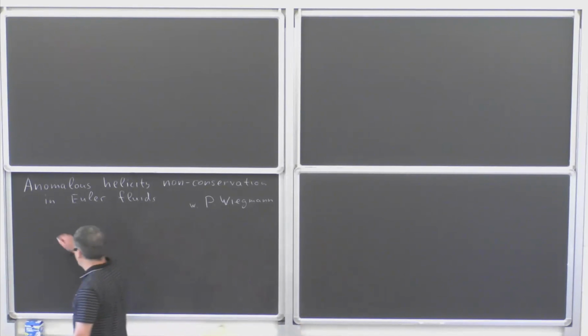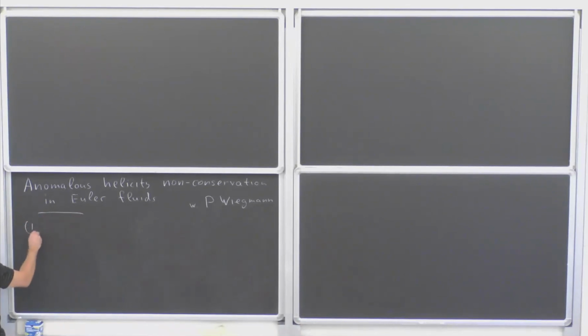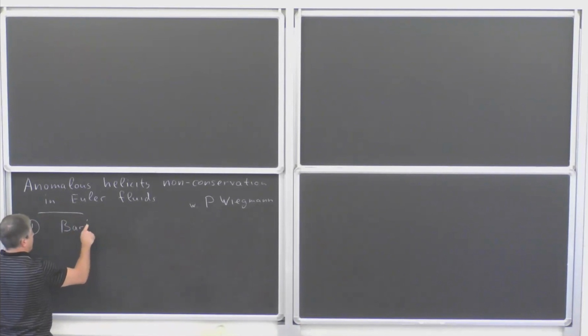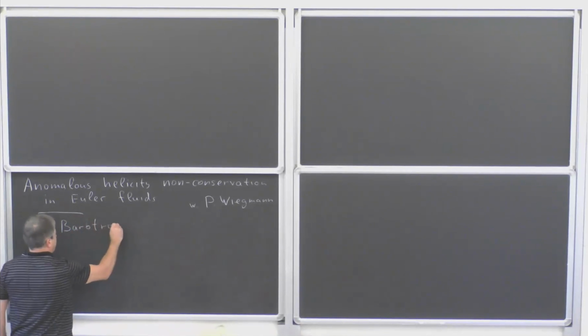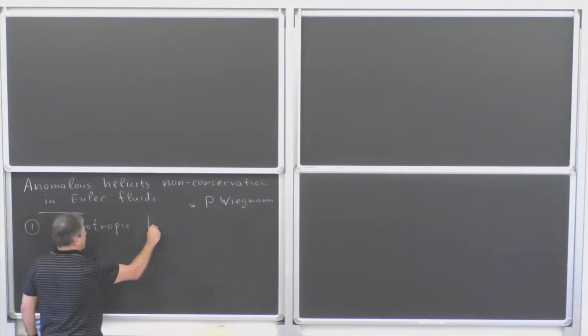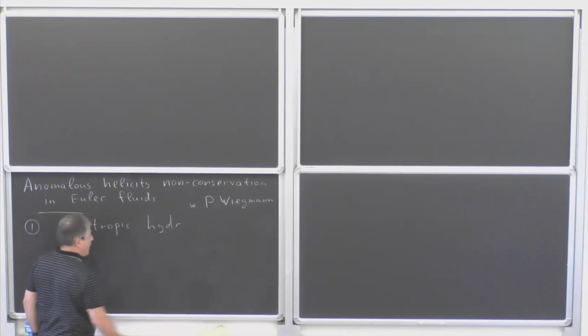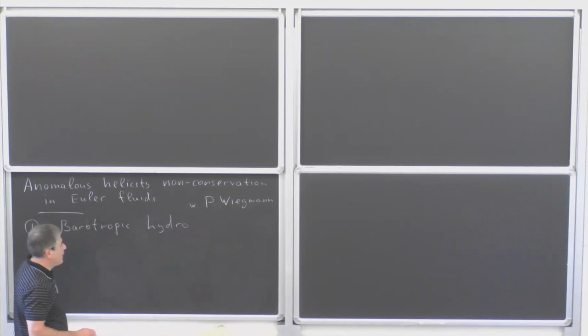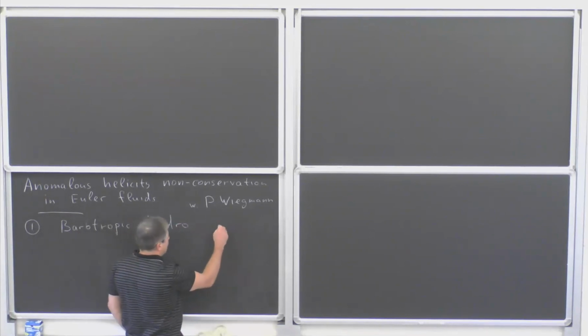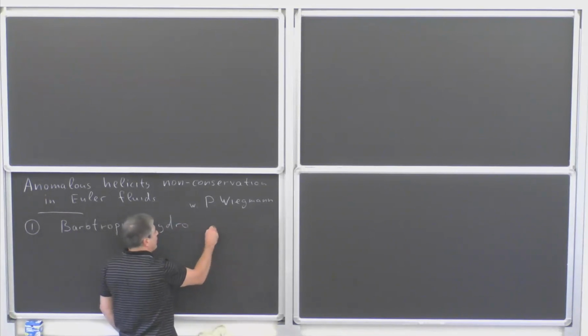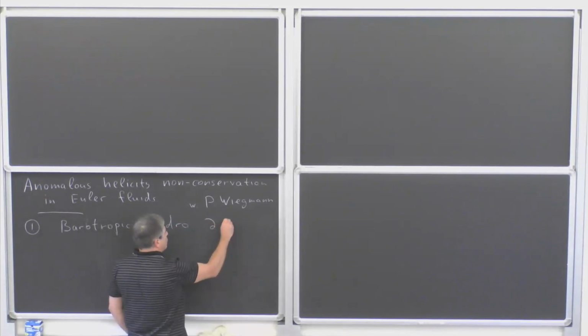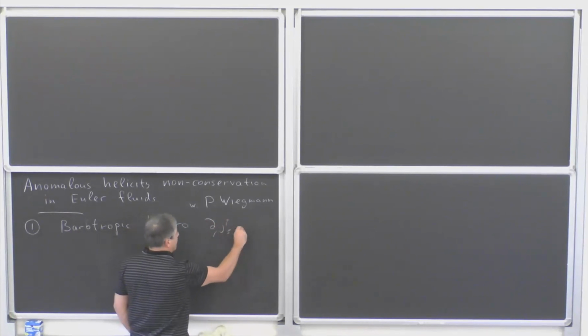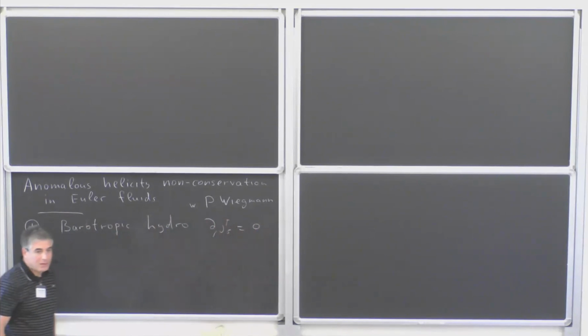So what I'm going to do is first introduce the barotropic hydrodynamics. This is well-known stuff, but I will put basic equations here, and I will remind you that there is a very peculiar current which is conserved in that theory, and this is called helicity conservation.